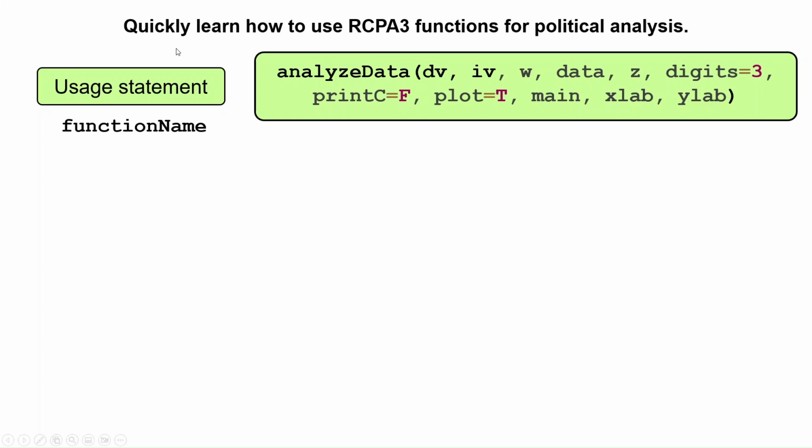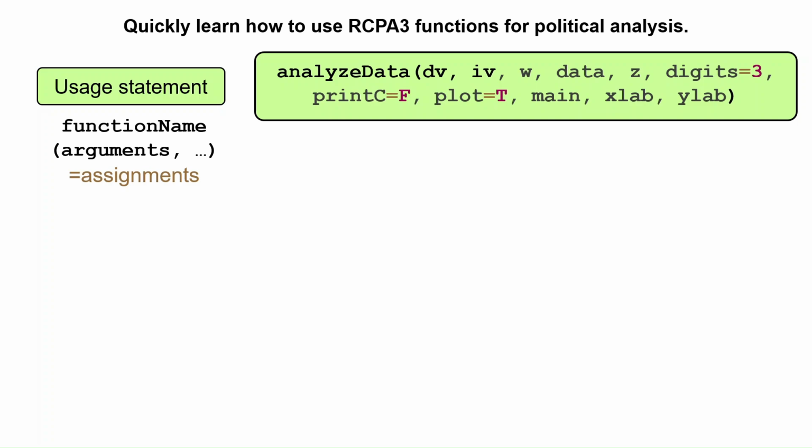The usage statement, in addition to the function name, will specify the function's arguments, and those are the words that appear in parentheses following the function name, separated by commas. In this example, analyzeData has arguments named dv, iv, w, data, z, digits, printc, plot, main, xlab, and ylab. Those are the function's arguments, and arguments are like settings to a function. They control what the function operates on and the settings for how the function operates, that will affect what it returns to you as results.